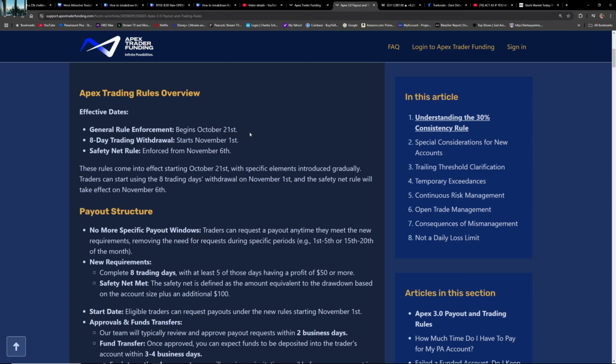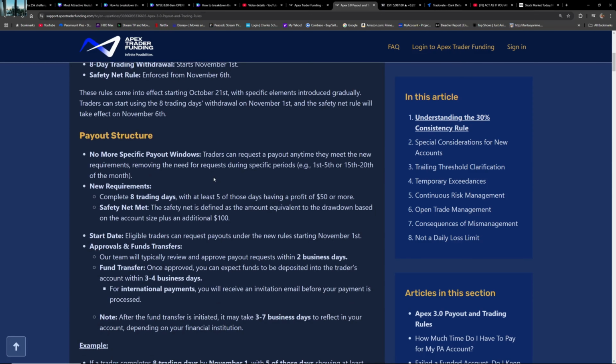But the effective dates, as of October 21st, we are on November 23rd, so you don't need to worry about any of this. The safety net rule is going to be enforced as of November 6th. That's it. And the 8-day trading rule for withdrawals has started as of November 1st. Excellent.